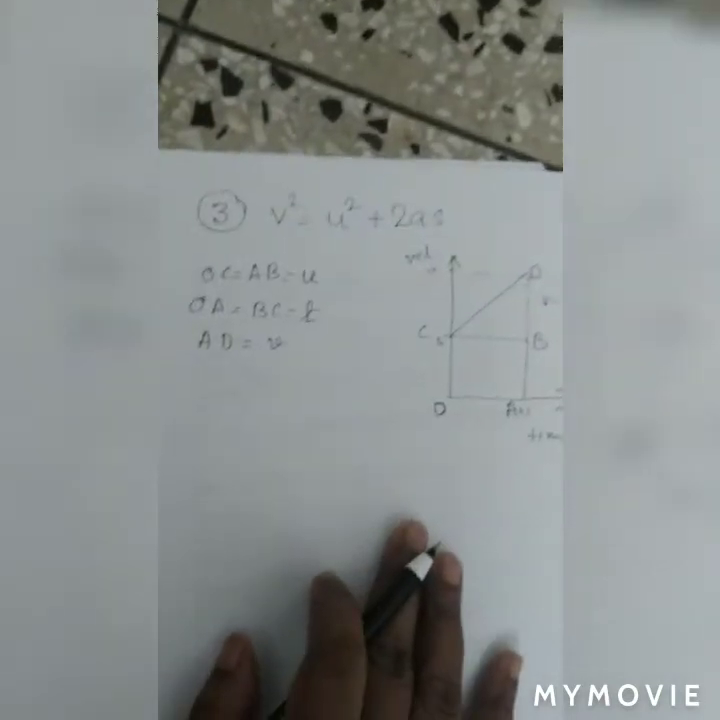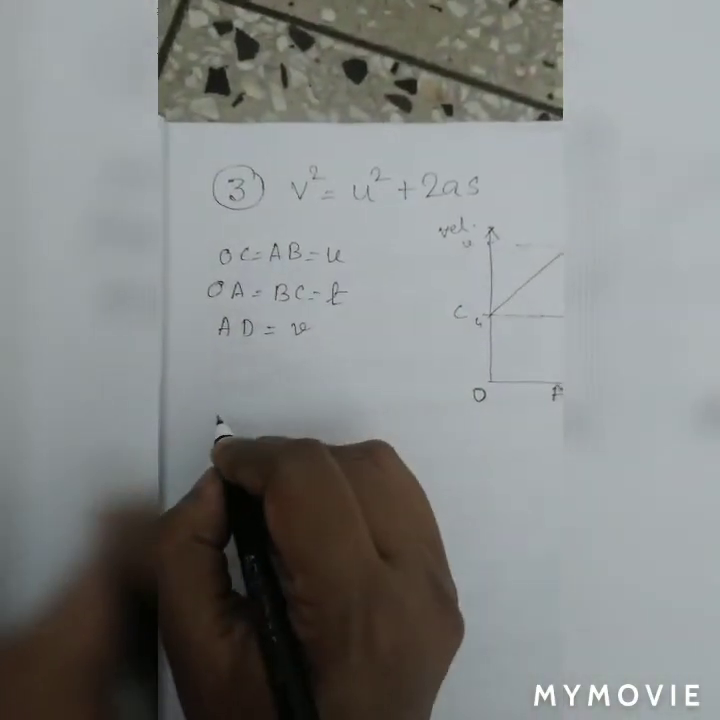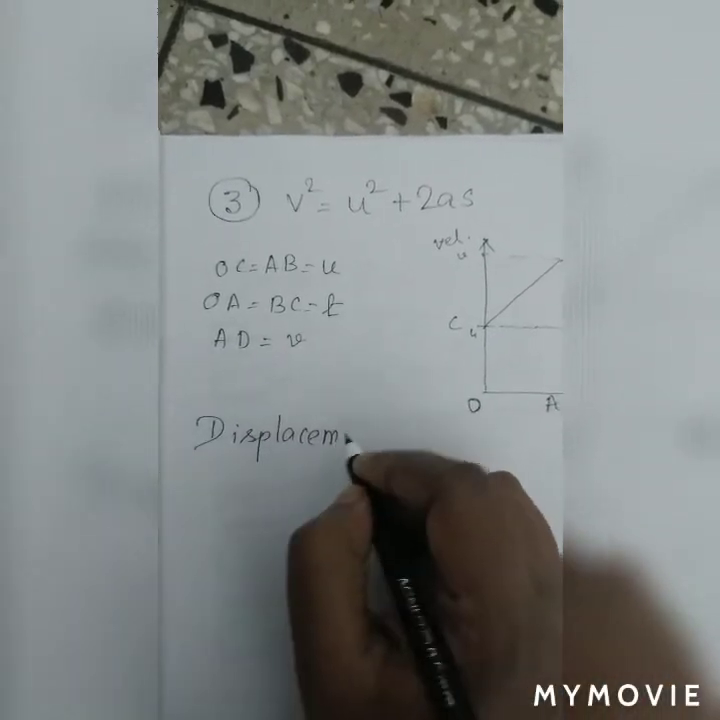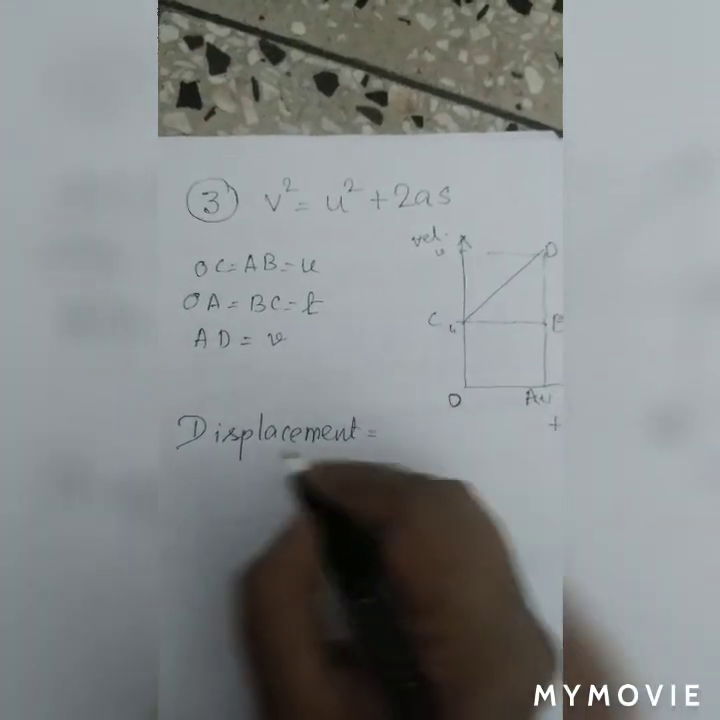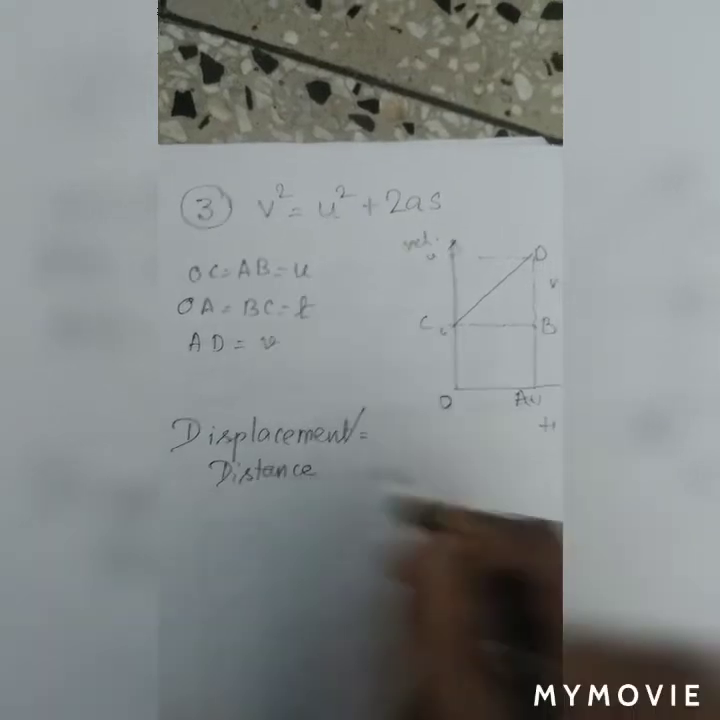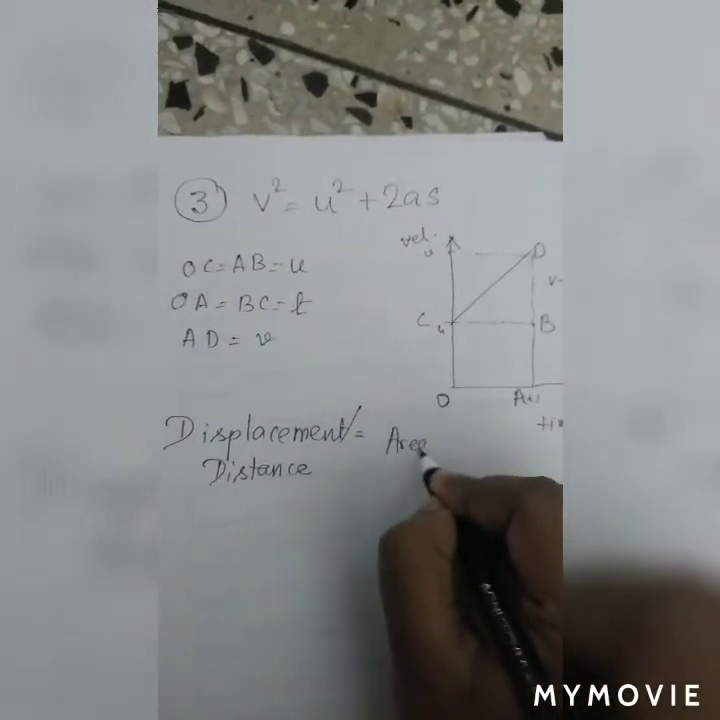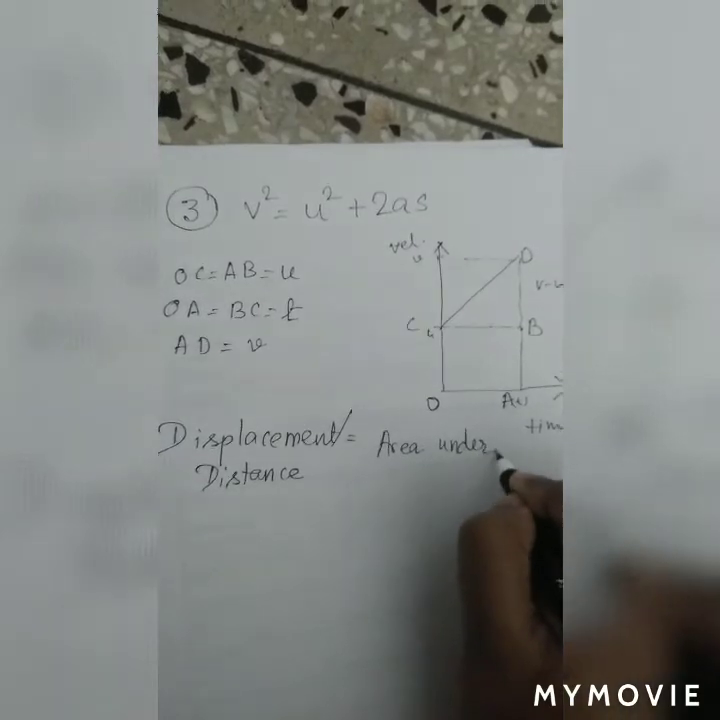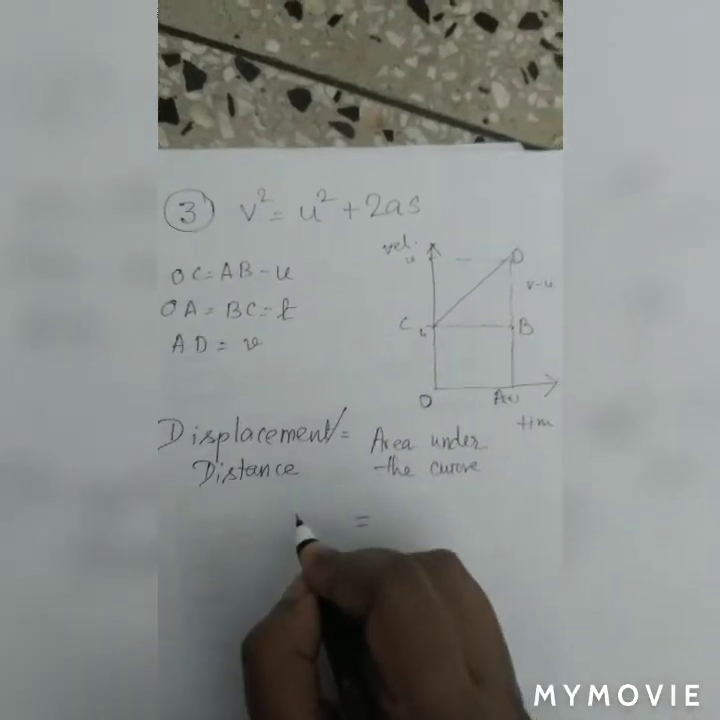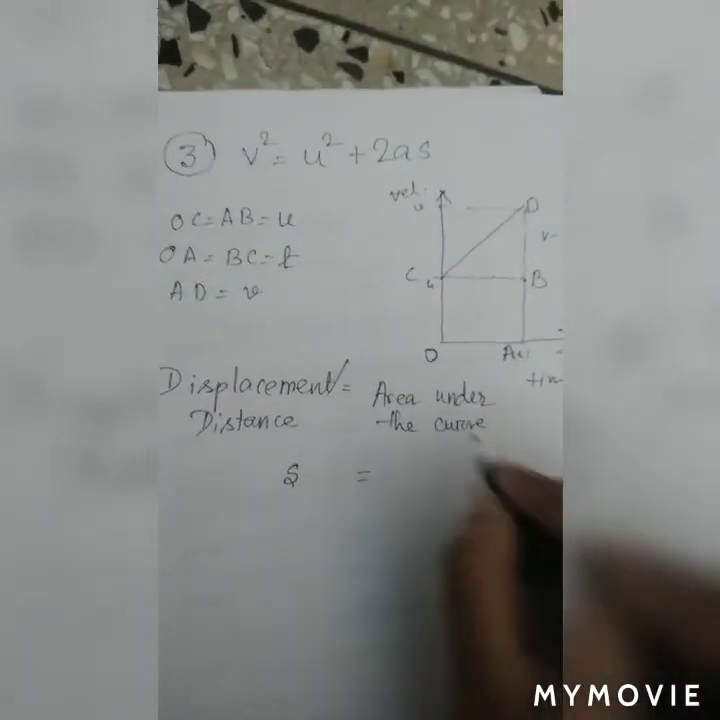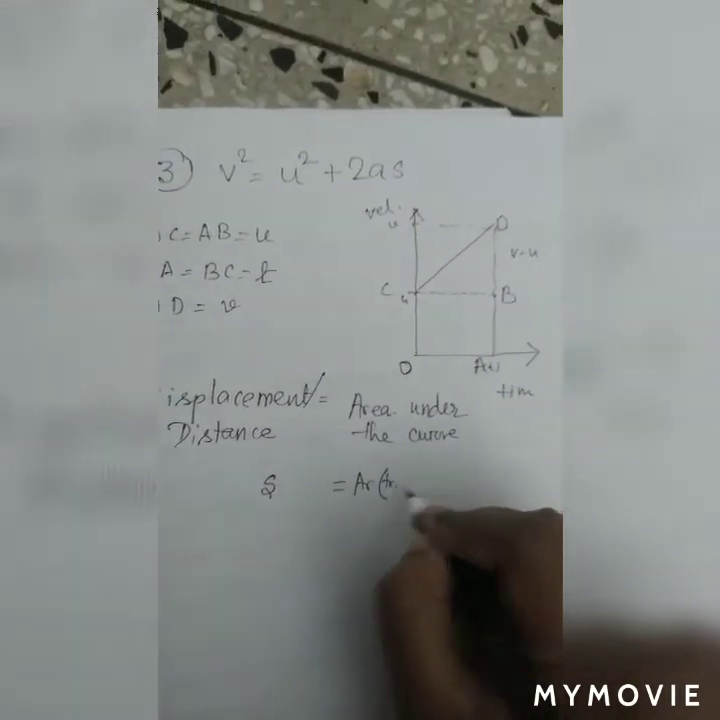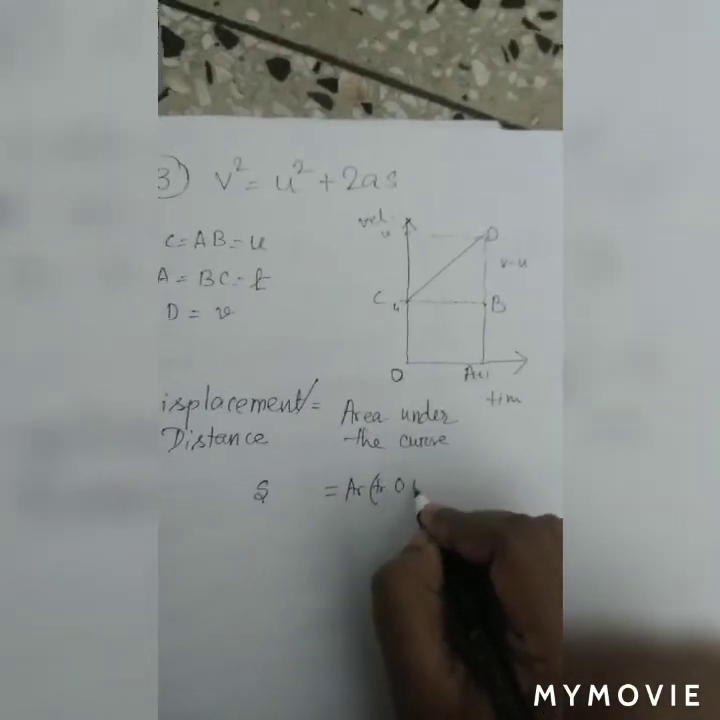And we already had AD is equal to V. Fine. So now again, earlier we had displacement, or distance, if I have to say in scalar, distance is equal to area under the curve. So distance is noted as S. Area under the curve is area of the trapezium OADC.